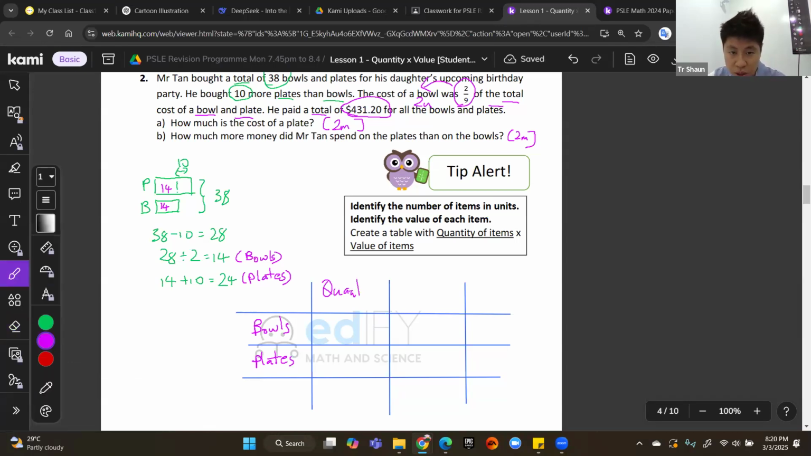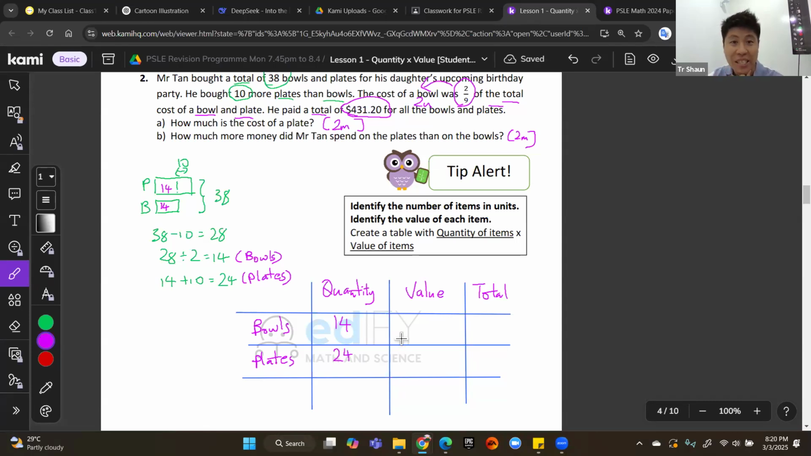All right. Over here we have quantity. And over here we have value. And over at the last part is total. Okay, so for quantity, we already know the exact quantity: it's 14, and the plates will be 24.